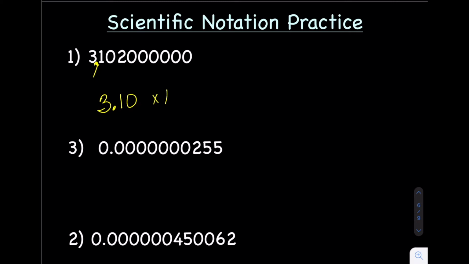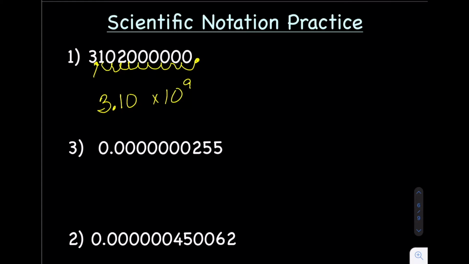Now we have to move the decimal. How many times do we have to move it? Remember, if there is no decimal showing, it's invisible, it's at the end. 1, 2, 3, 4, 5, 6, 7, 8, 9. We had to move it 9 times. Okay?